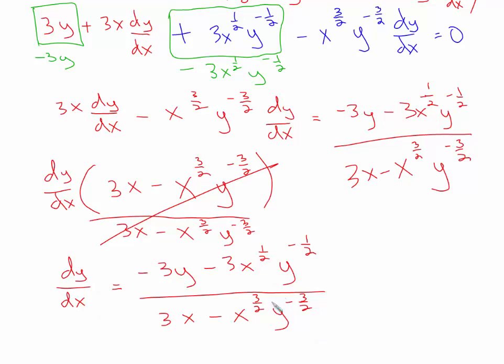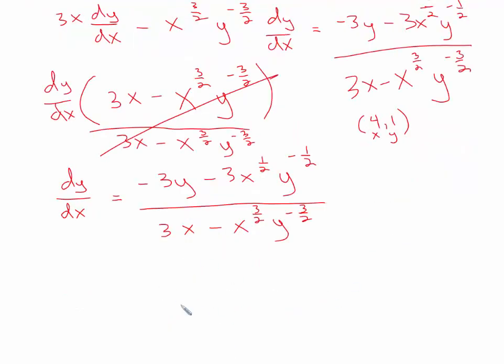Alright, so this is our equation to find the slope. This is our derivative, meaning this is the equation to find the slope of the tangent line to the curve at a specific point. And the point that they gave us was 4, 1. So here's your x and your y value. You're going to plug these in here to find the slope.